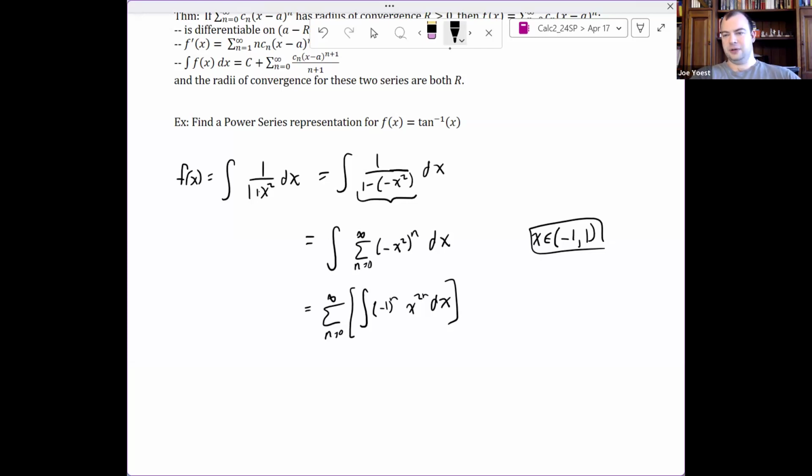The negative 1 to the n, of course, just pops out of the integral sign. And the x to the 2n integrates to x to the 2n plus 1 over 2n plus 1. So I have this summation, and then I would get plus an arbitrary constant of integration.